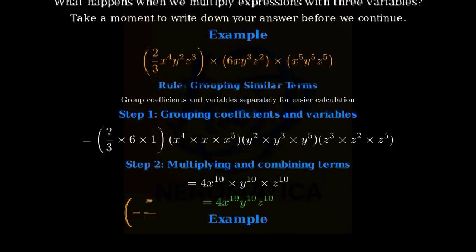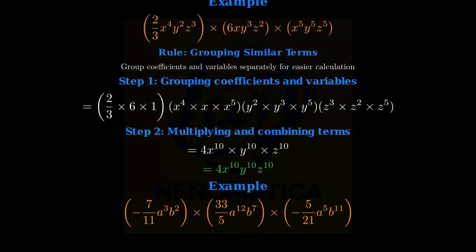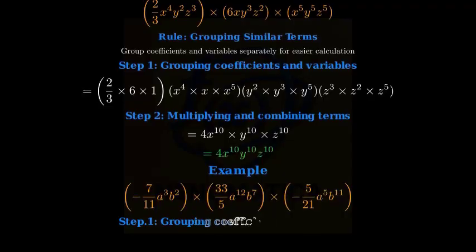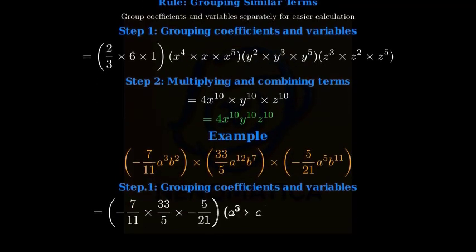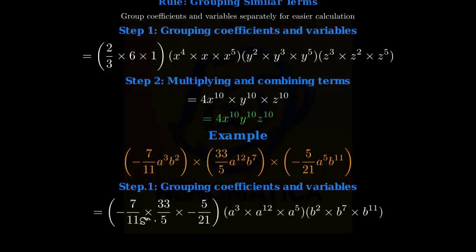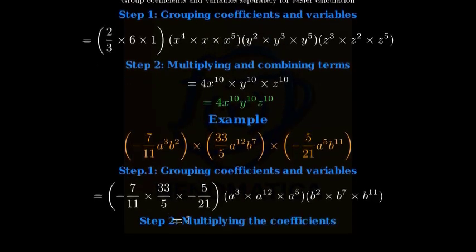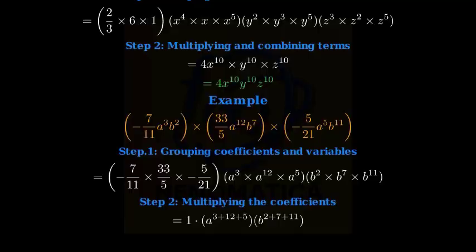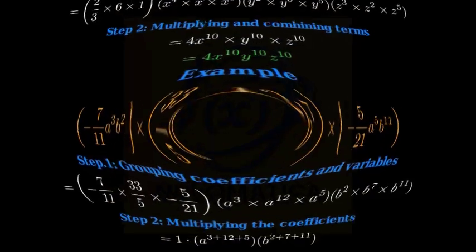Let's look at our final example, which involves fractions with negative exponents. This example follows the same principles as before. Let's start by grouping the coefficients and the variables. Now, let's look at the coefficients. We have negative 7/11 times 33 over 5 times negative 5 over 21. The negative signs multiply to give us a positive number, and the fractions multiply to give us 1.